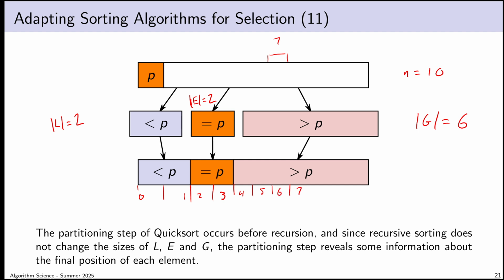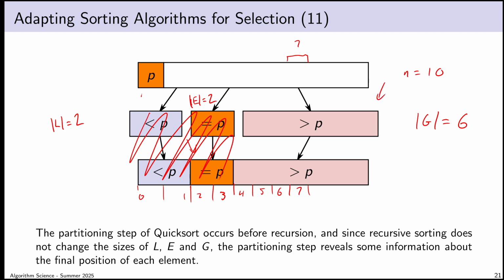But now I ask the question: wait a minute, if I just want index 7 of my result, isn't it true that it has to show up in G? Let me move this to clean my drawing up a little bit. Because regardless of what I do inside L and E, L is always going to occupy indices 0 and 1, and E is always going to occupy indices 2 and 3. That's just based on the size of L and the size of E. I don't care what the actual elements are, I just care about the size. So basically, I don't need to look at L and E at all. Once I know their size, I know which component will contain the thing I'm looking for, and it's going to be G.